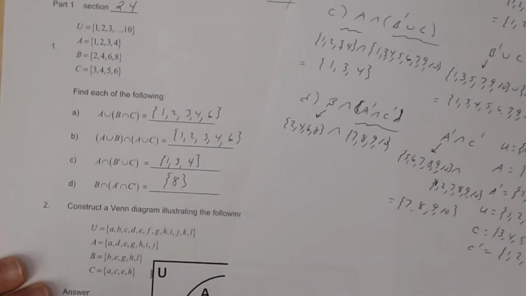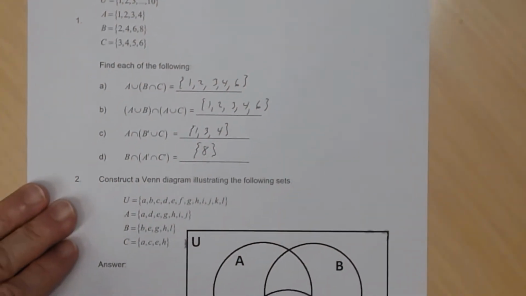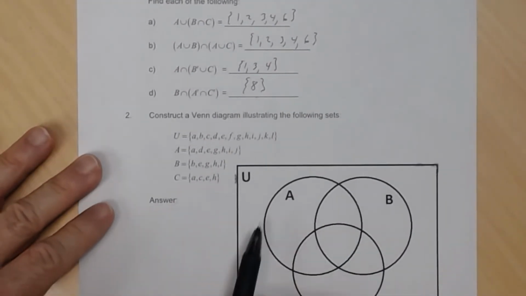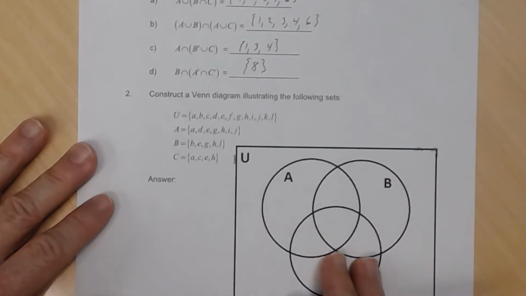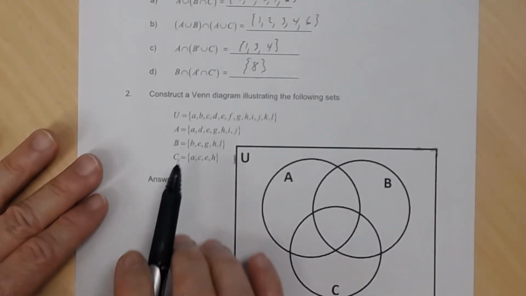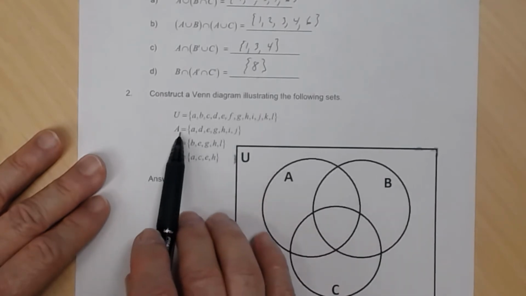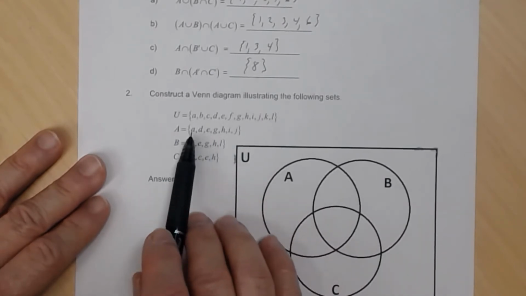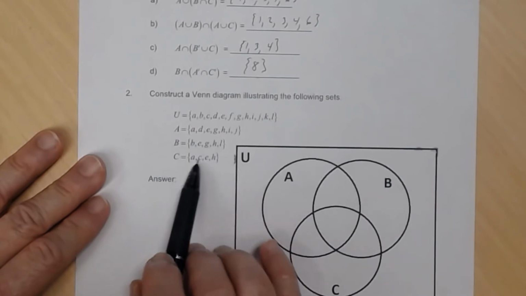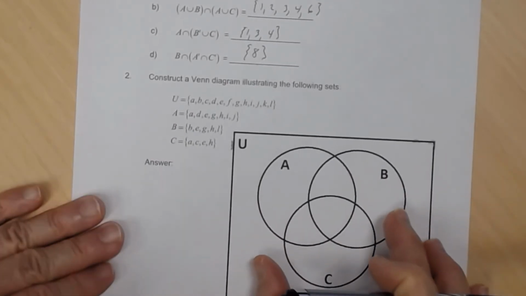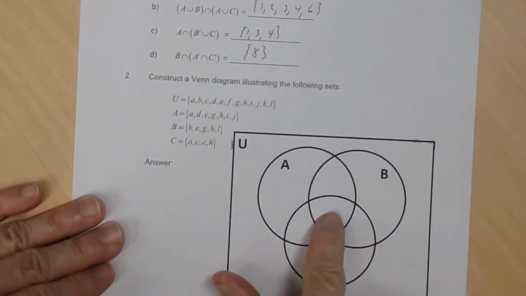All right, so number 2, you want to construct this Venn diagram. So you have the universal set and sets A, B, and C. All right, so you want to fill this Venn diagram in with this information. All right, so the universal set consists of only these letters right here. Set A consists of these elements, set B and set C. Okay? All right, remember the way you want to complete this Venn diagram is to look at the innermost one right here first. This one right here.